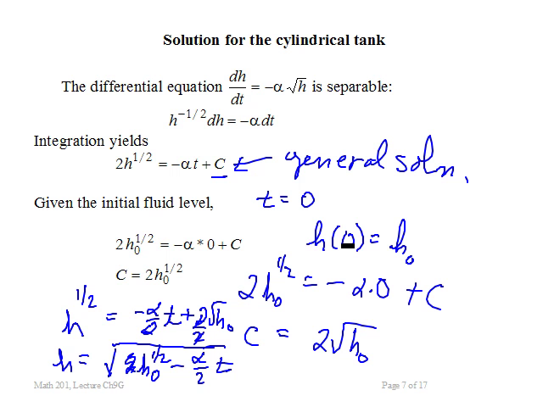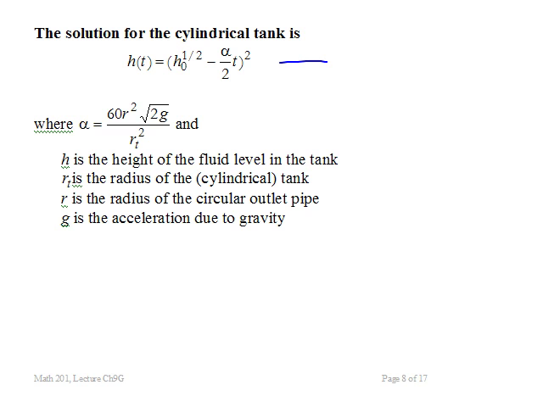But once I've evaluated the c, the point I want to make is now I have a particular solution. This is a particular solution because I've evaluated c, and that was a general solution because I had not yet evaluated c. So here's the solution that I wrote on the other page, but now you can see it more clearly. This is the height of the fluid in the tank equals this quantity, the initial height raised to the 1/2 power minus alpha over 2 times t, quantity squared, where alpha is all these constants left over from the initial setup of the problem.